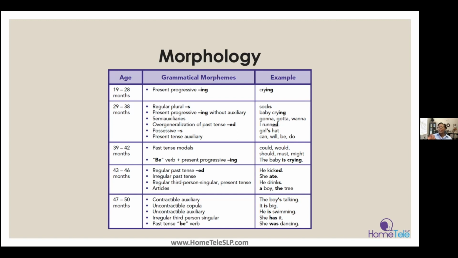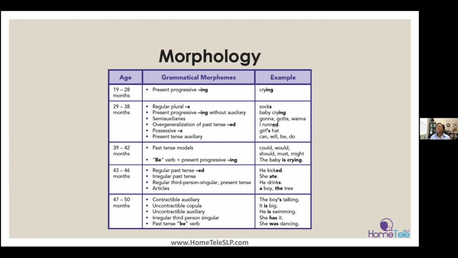So between 19 and 28 months, an example of grammatical morphemes that are used by a child is present progressive ing. An example of that would be in the word crying, the ing at the end. So instead of baby cry, oh, sad, baby cry, maybe the child says, baby crying, oh, sad, baby's crying. Between 29 and 38 months, you're starting to see them use plural S.